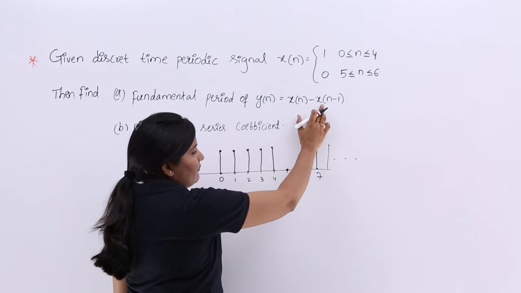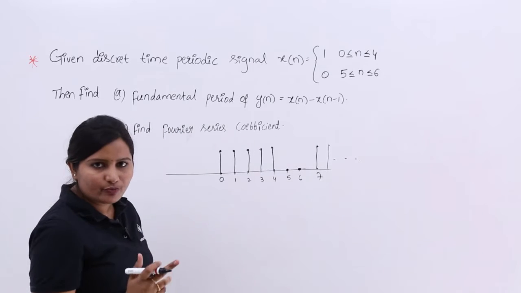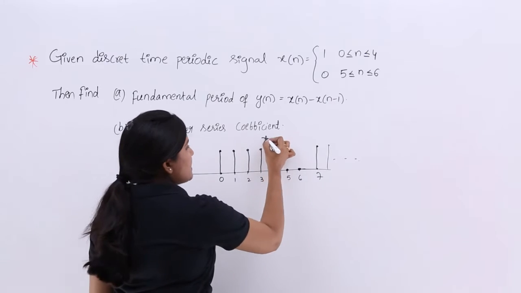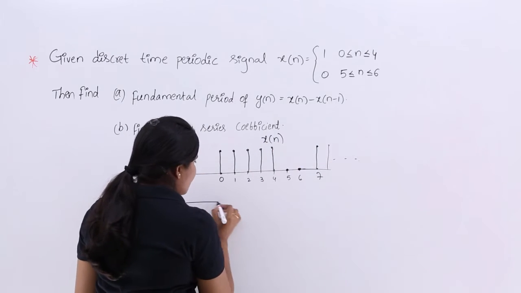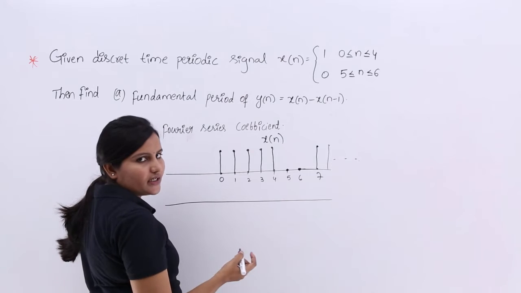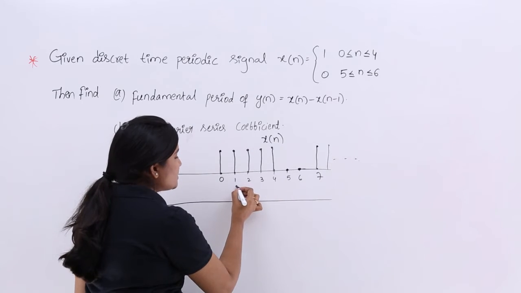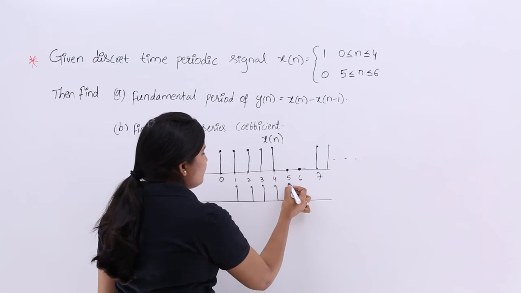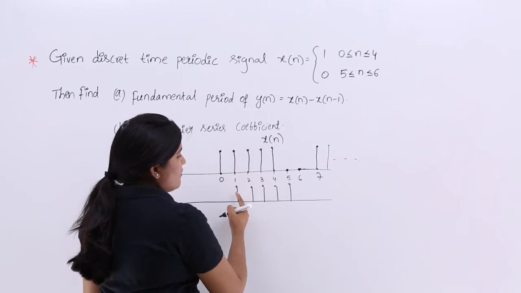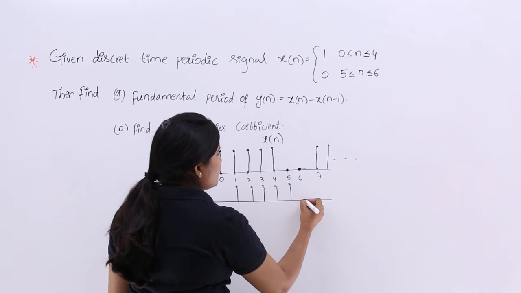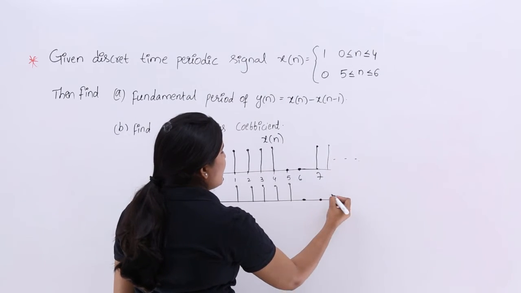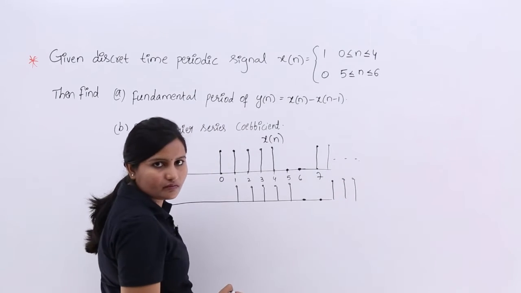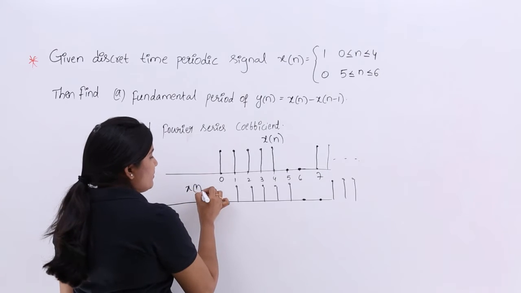For example, if you want to shift that signal by one position to the right side, that means x of n minus 1, this is the x of n signal. If you want x of n minus 1, then you need to shift by one position, like this. Same signal, I am just shifting by one position. You can see 5 ones and after that you have 2 zeros and after that the signal is going to repeat again. So, this is x of n minus 1.